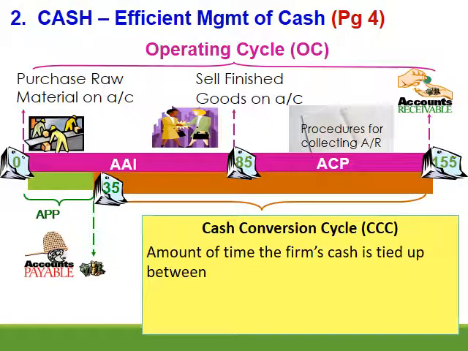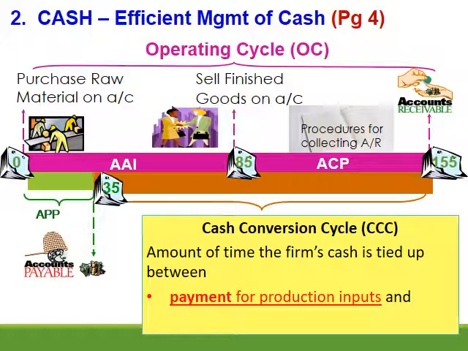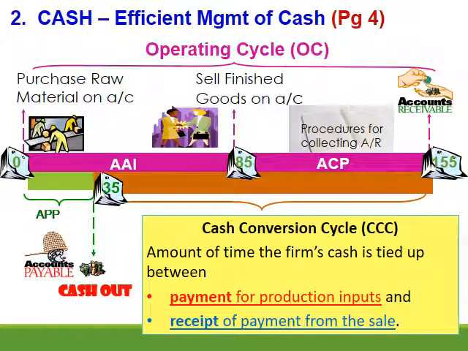Cash conversion cycle, CCC, is the amount of time the firm's cash is tied up between two points. First point, payment for production inputs, which is shown in the red cash out, and the sales of the resulting finished product, which shows as a blue point, cash in, blue worded cash in. Any questions so far?